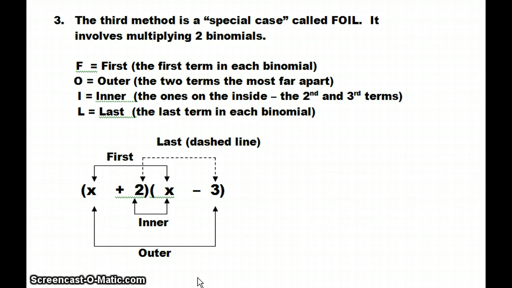And then finally, L stands for last, the last term in each binomial. So in x plus 2, positive 2 is the last term. In x minus 3, negative 3 is the last term. So we take 2 times negative 3 and get negative 6, and then add those results together.